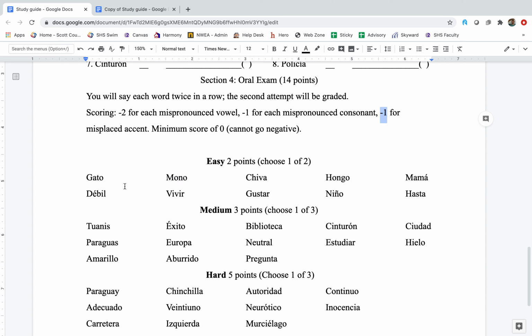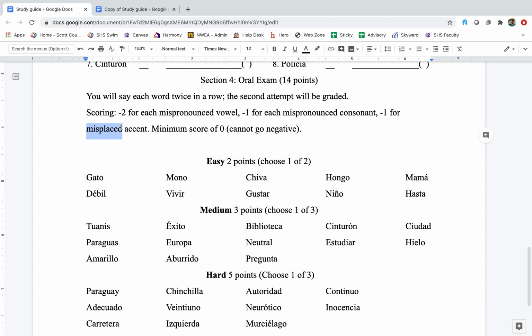If you misplace an accent, so you put the emphasis on the wrong syllable, then that doesn't sound too great either. That'll be minus 1 point. So instead of saying mamá, we say máma. That would be minus 1 point. Instead of saying hasta, we say hastá. That would be minus 1 point for the misplaced accent.